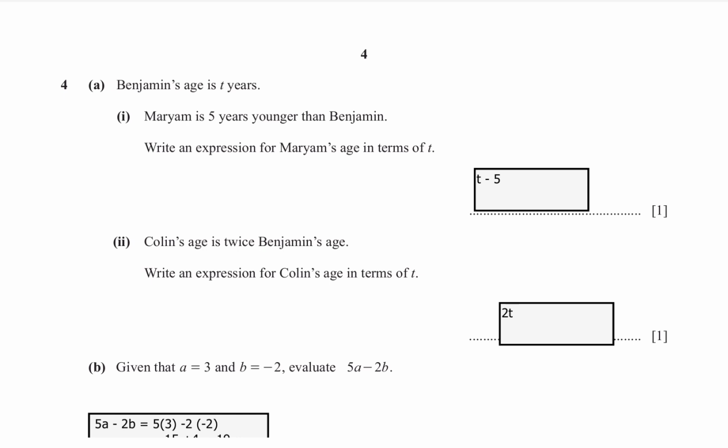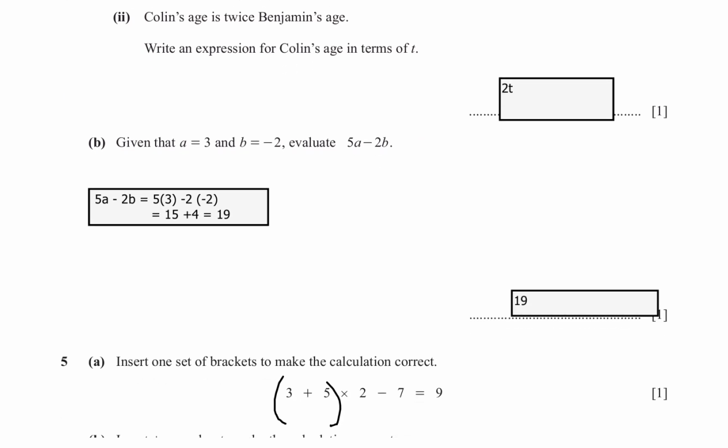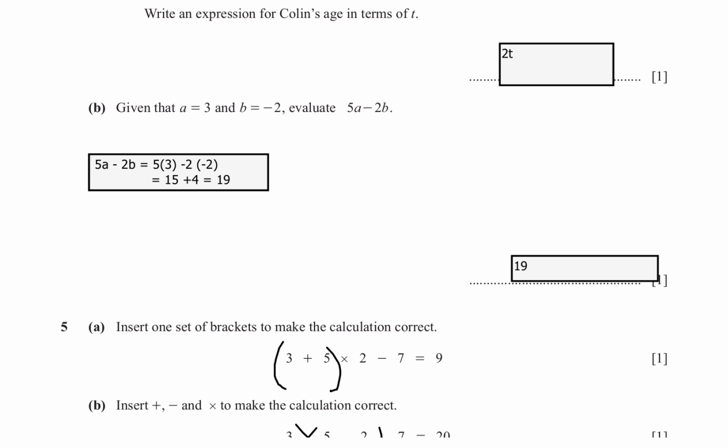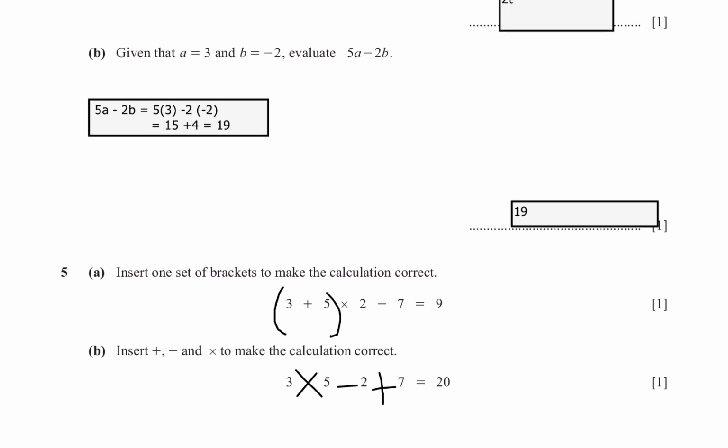Part 2. Colin's age is twice Benjamin's age. Write an expression for Colin's age in terms of t. Now since Benjamin is t years old, Colin's age will be 2t years. Now part B. Given that A is 3, B is minus 2, evaluate 5A minus 2B.